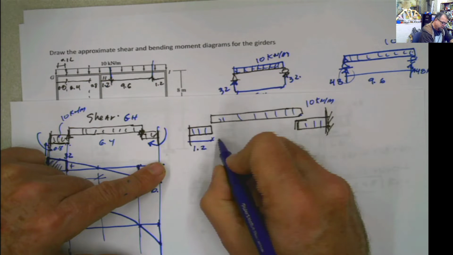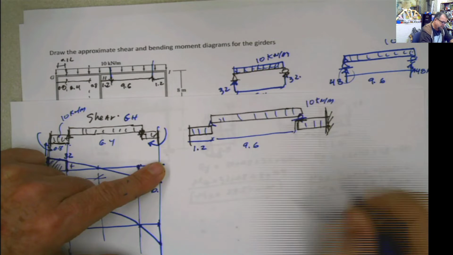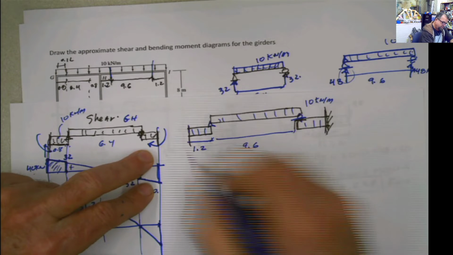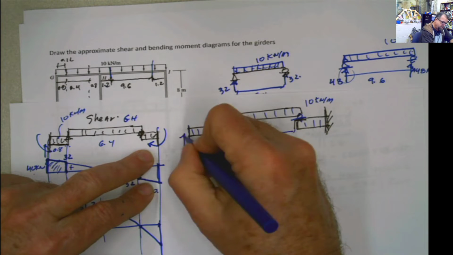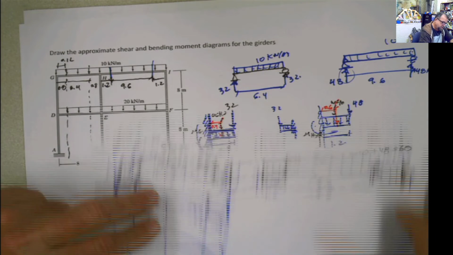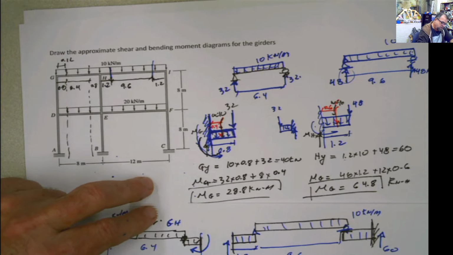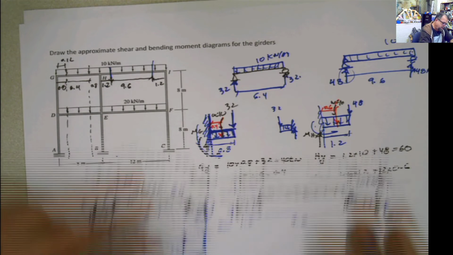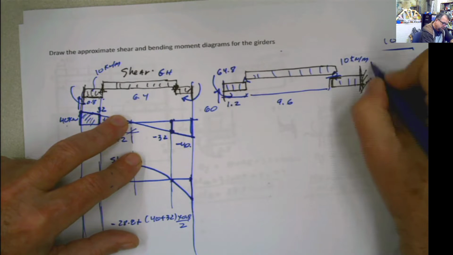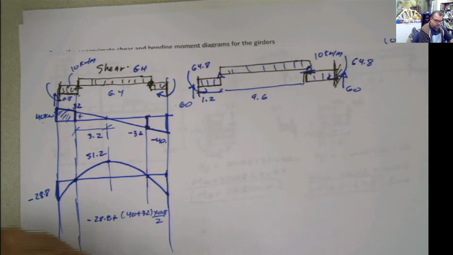1.2, that's the distance. 9.6, remember this is this, remember this is that. So what is happening to us, basically, when I saw this cantilever for that one, we already did it, we found this reaction and that reaction. Those were 60 and 60, and we got a moment of 64.8. That's basically what we got there.